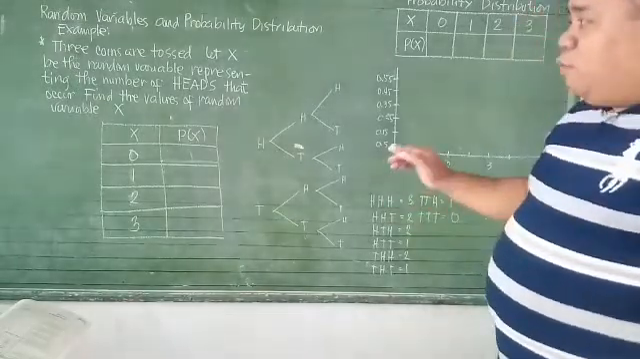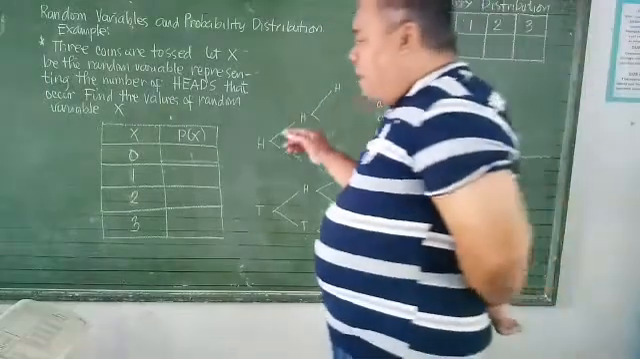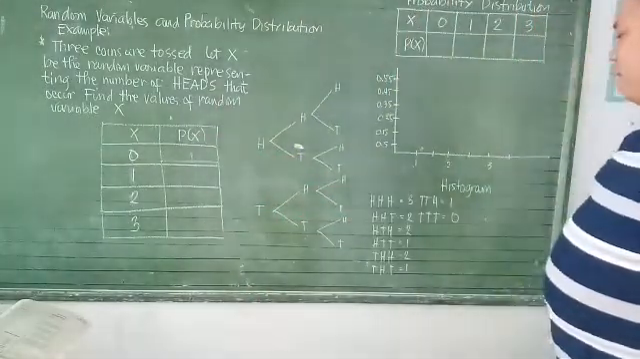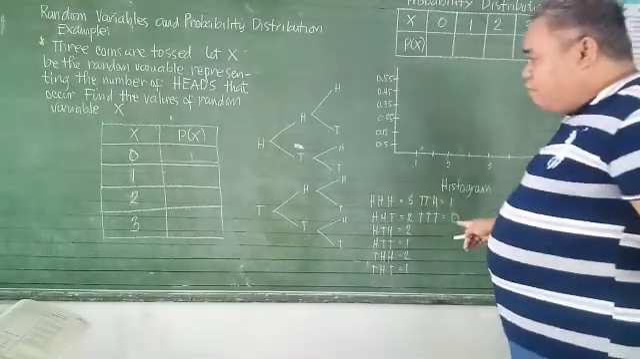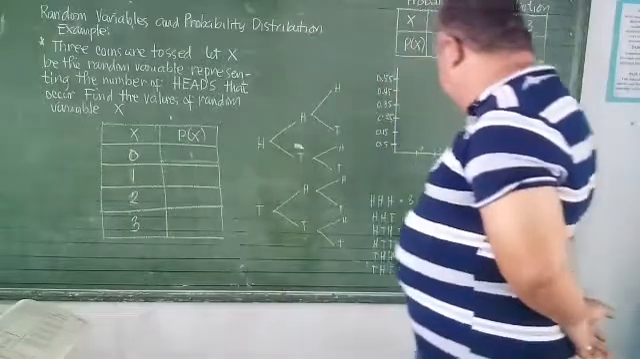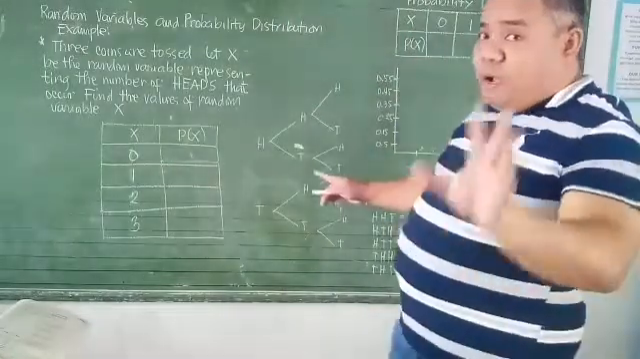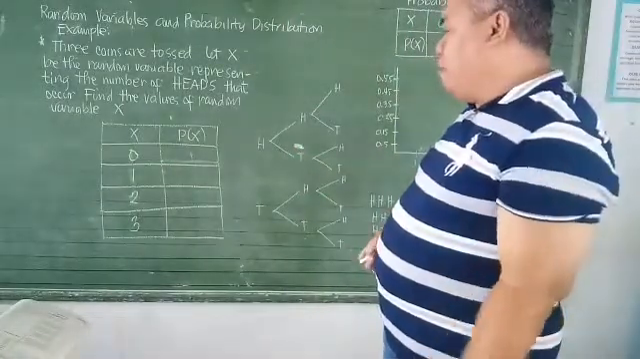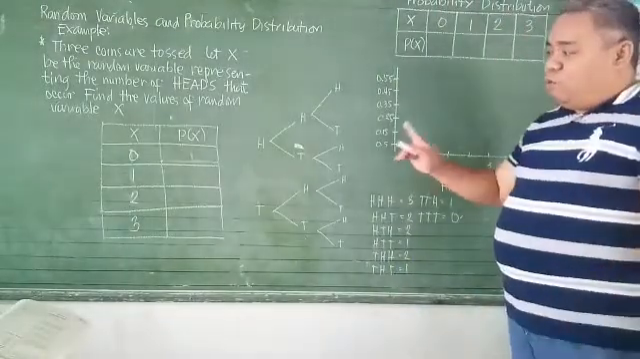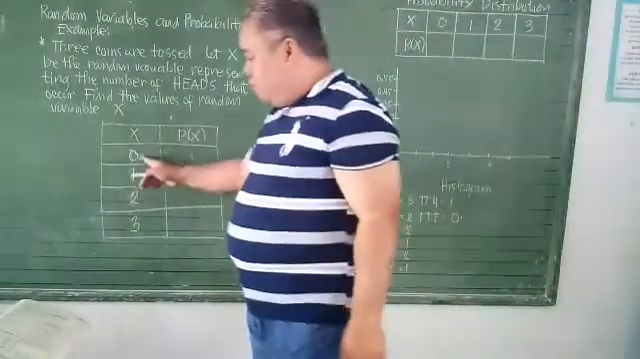Now, what will be the values of the random variable x? Ano yung mga values ng random variable? Tingnan natin yung mga numbers na makikita natin. Meron tayong 0, then 1. Ano yung mga pwedeng possible na maging values ng random variable? If we look, there are only 4 numbers: 0, 1, 2, and 3. Kaya nakalagay siya dito.